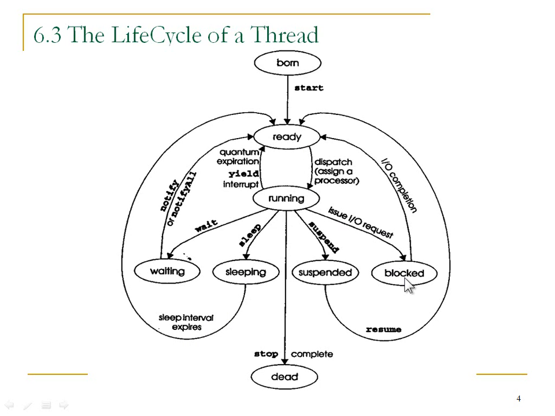How about the I/O request? If you're I/O blocked, how do you get the processor back? Well, when the I/O request is satisfied, the input usually is satisfied, then you go back to the ready state and the dispatcher can give you back the processor at some time. So we're starting to understand the life cycle of the thread by using this state diagram. We'll come back to this.